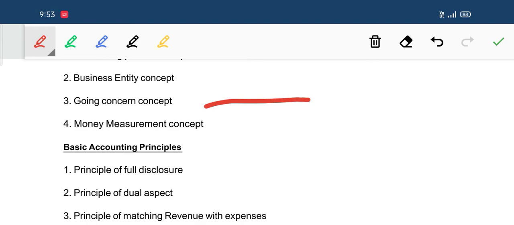So it is because of the going concern concept that outside parties enter into long term contracts with the business, give loans, purchase shares or debentures of the companies. It is also because of this concept that the assets are classified as current assets and fixed assets, and liabilities are classified as short term or long term liabilities.